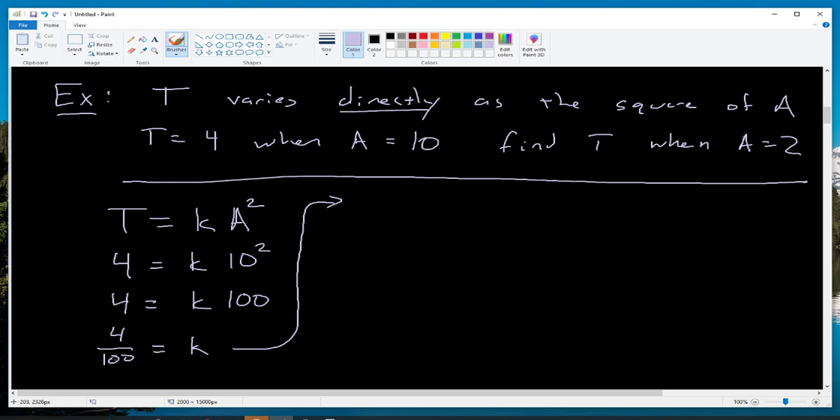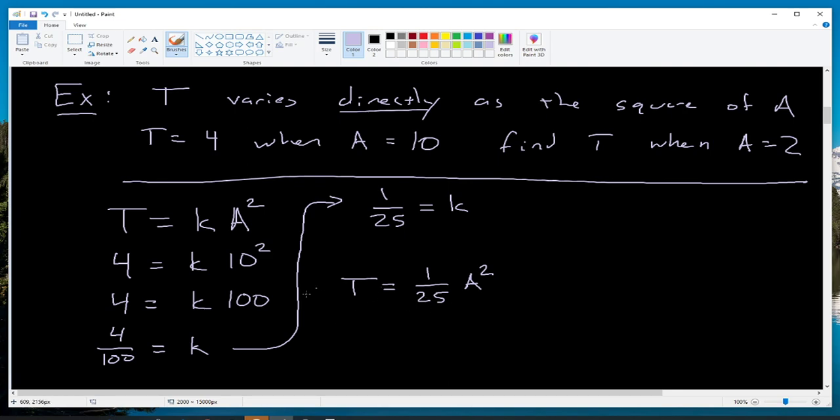4 and 100, 4 hundredths divides down: 4 divided by 4 is 1, 100 divided by 4 is 25. So 1/25 is our k value. So our equation now is t equals 1 over 25 times a squared. So for the final bit, they say find t when a is 2.